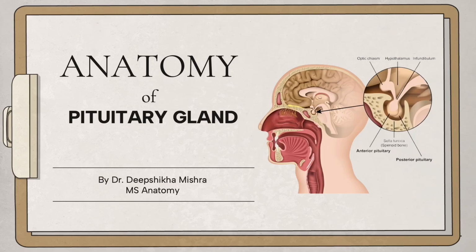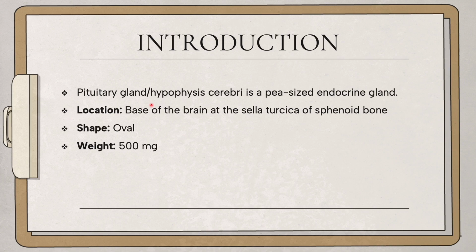Shikha Misra. Today we will learn about the anatomy of the pituitary gland. The pituitary gland, which is also called hypophysis cerebri, is a pea-sized endocrine gland. It is located at the base of the brain at the sella turcica of the sphenoid bone. It is oval in shape and the capsule of the pituitary gland is adherent to this hypophyseal fossa, so there is no CSF present around the pituitary gland. It weighs about 500 milligrams.